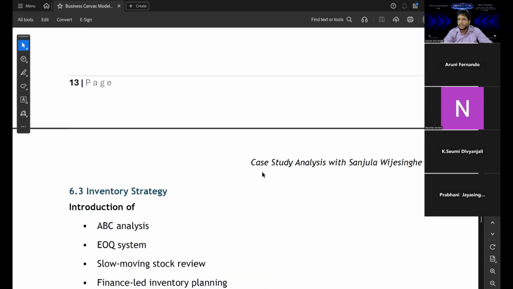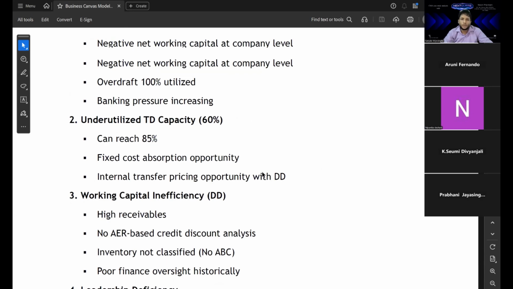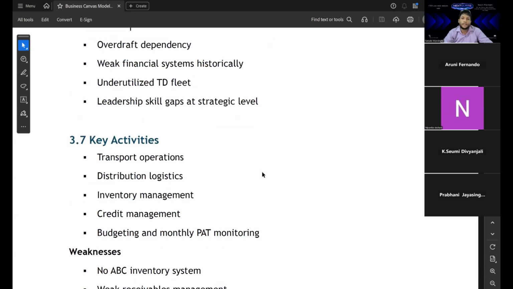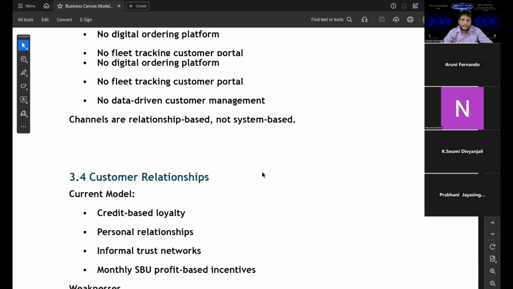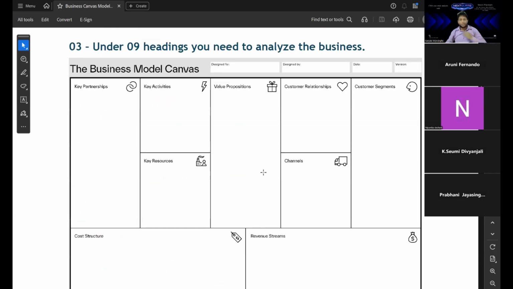You see, everything you learned in the classroom. The only new thing is that you are going to present it visually under these nine headings. This is what you are going to do.